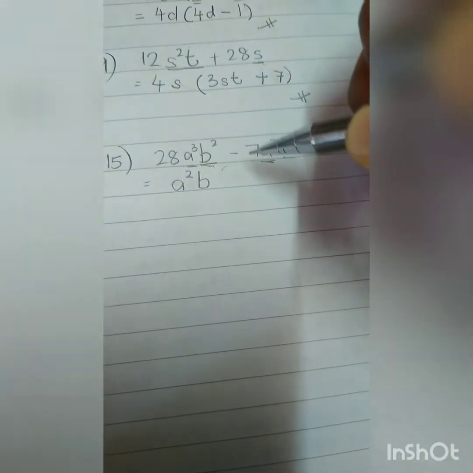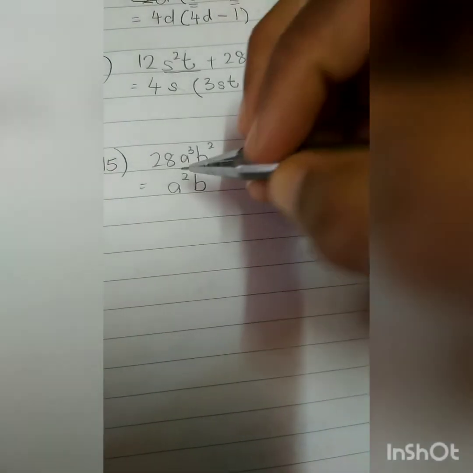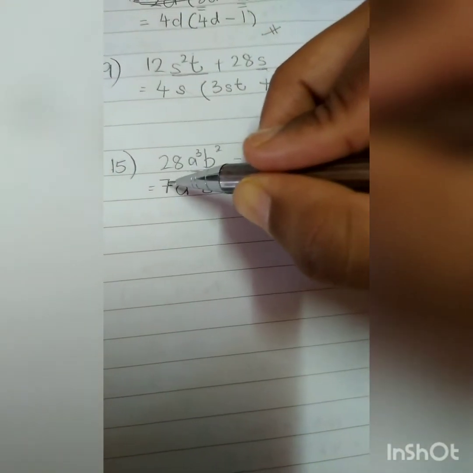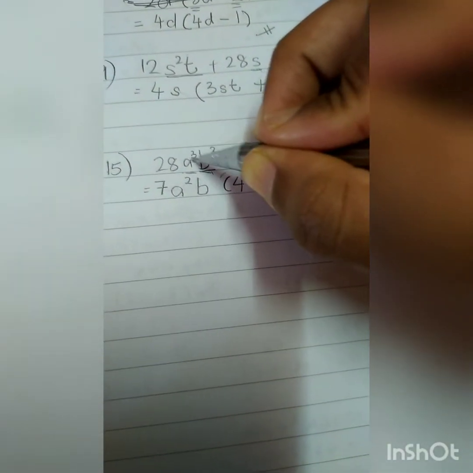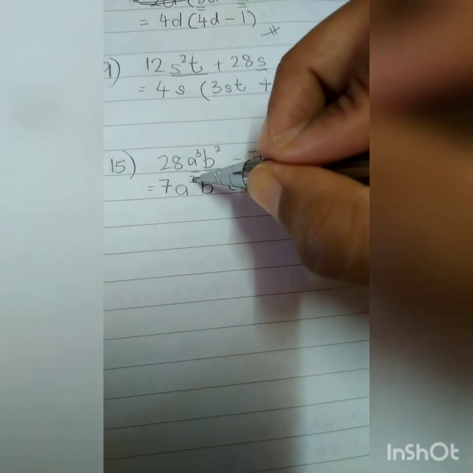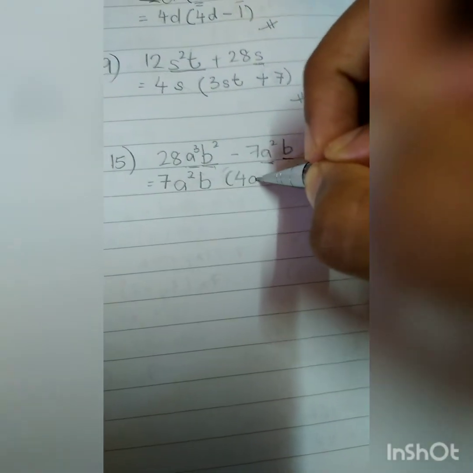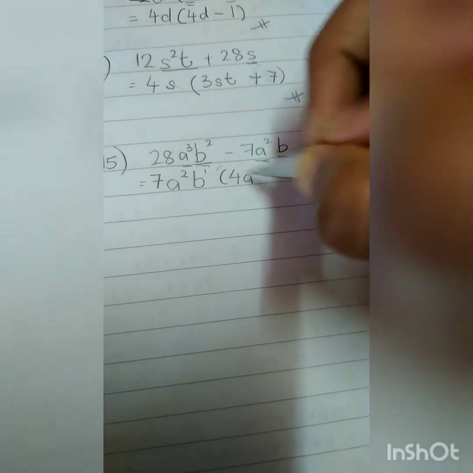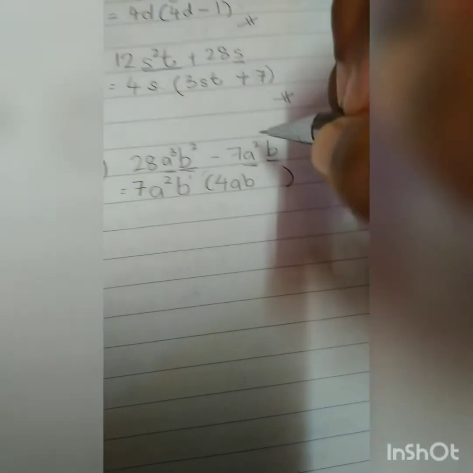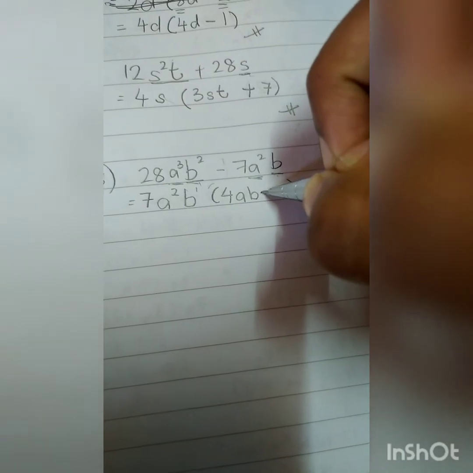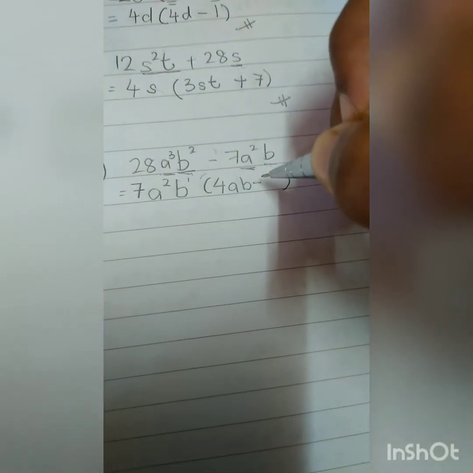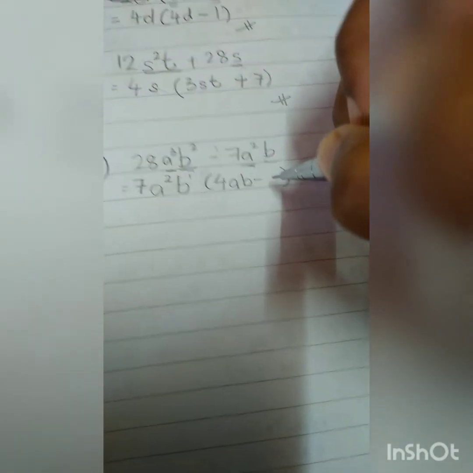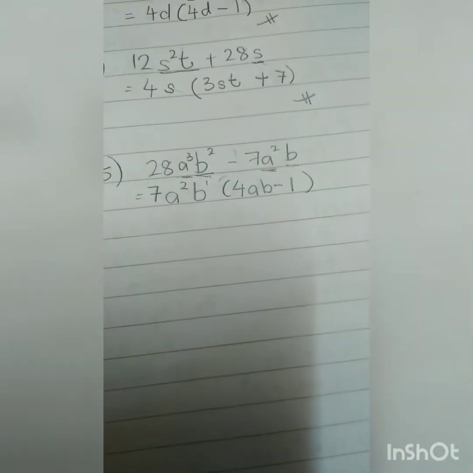Okay, then the number 28 and 7. The biggest number you can divide them by is 7. Right, now you put your bracket and you see 28 divided by 7, 4. A power 3 divided by a power 2 is a 3 minus 2, so a power 1. B power 2 divided by b power 1 equals to b power 1. Alright, the next step, it's a negative, so you put the negative there. 7 divided by 7, 1. A squared divided by a squared, 1. B divided by b, 1. So 1 times 1 times 1 is 1.